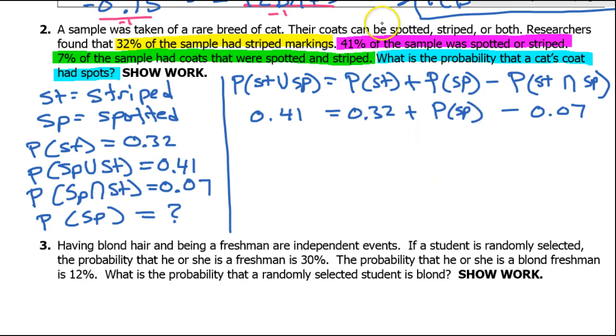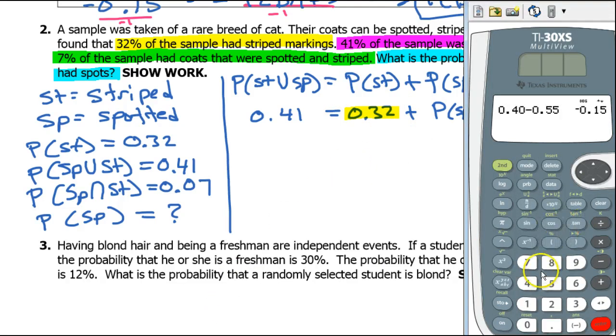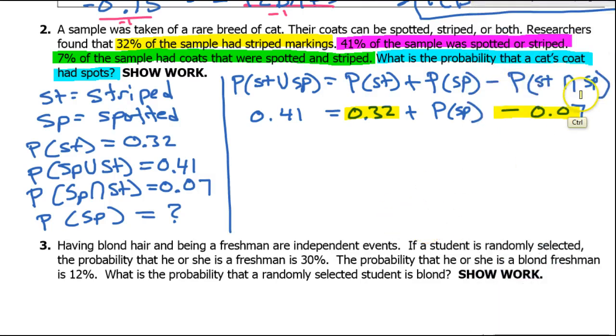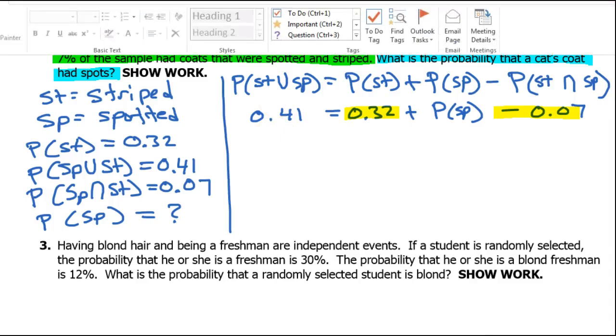Okay, so what am I going to do? Look, guys, these are like terms. This and this, they're on the same side of the equation. They are like terms. We need to combine them. So just looking at a calculator, we're talking about what is 0.32 minus 0.07. That's 0.25. So I just combine those like terms, and I get 0.25.